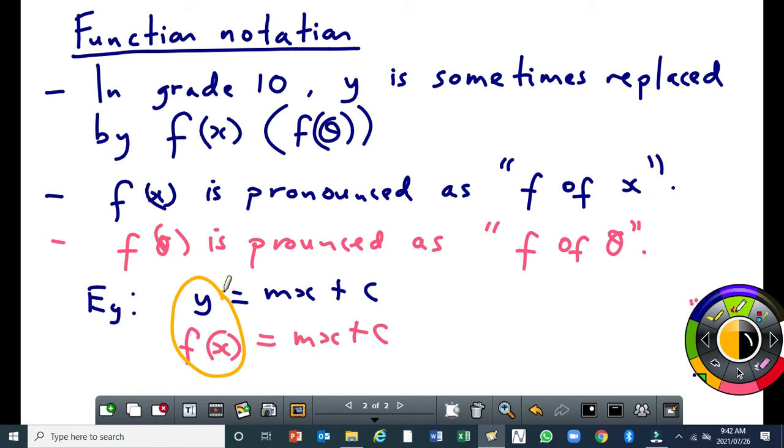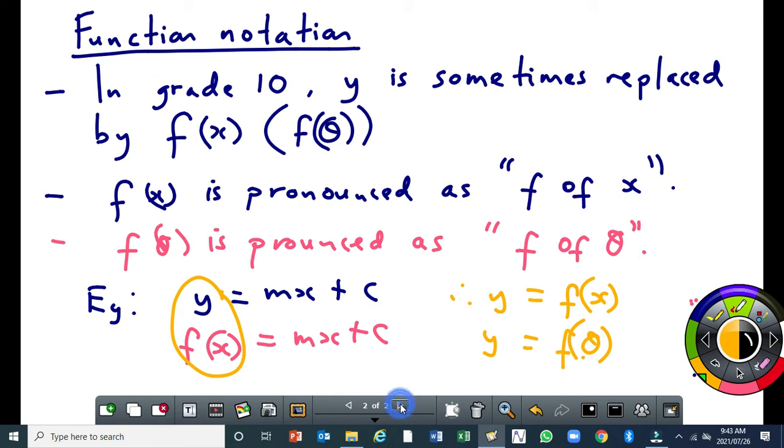So what that means is f of x is y, f of theta is also y. So I can say therefore y is equal to f of x. In trigonometry, y will be equal to f of theta as well. The right hand side of the equation does not change, but the left hand side can change based on the use of function notation. And that's the most common notation used in mathematics from grade 10 going forward.